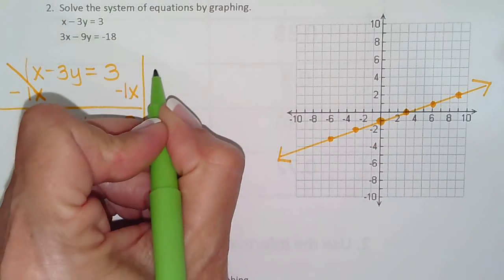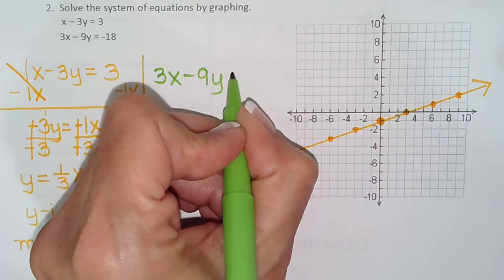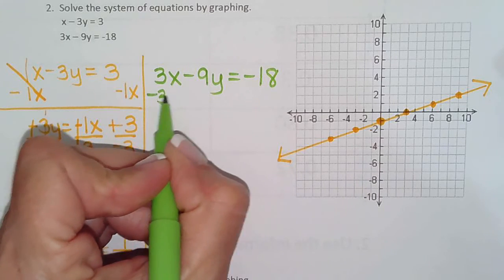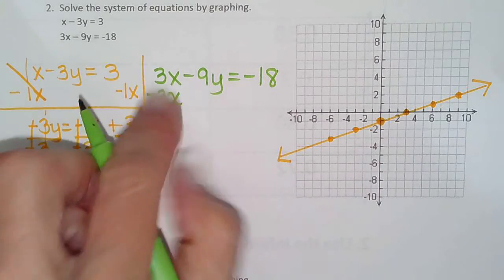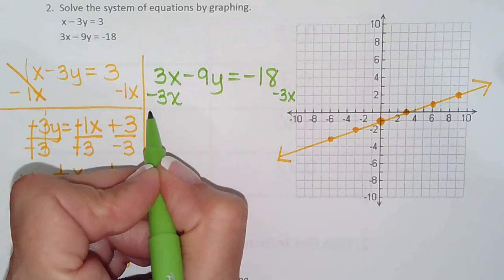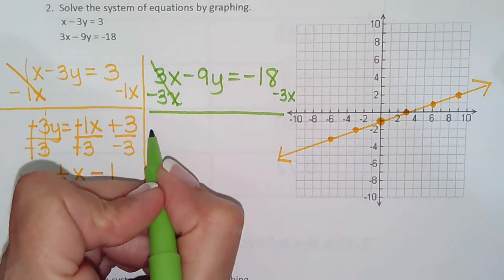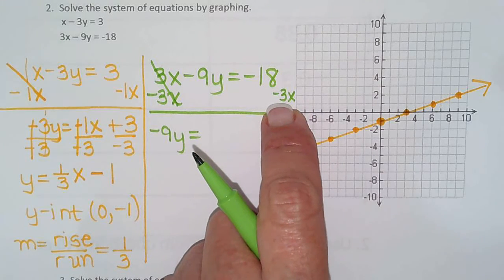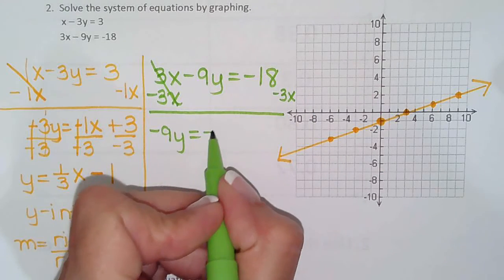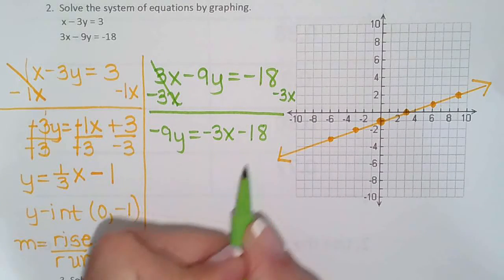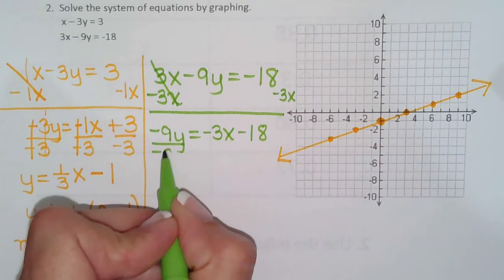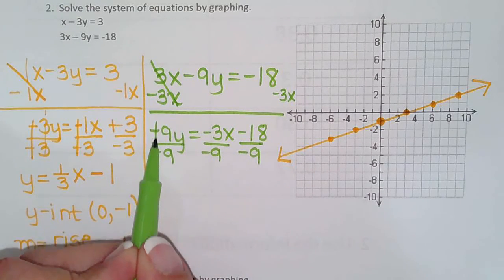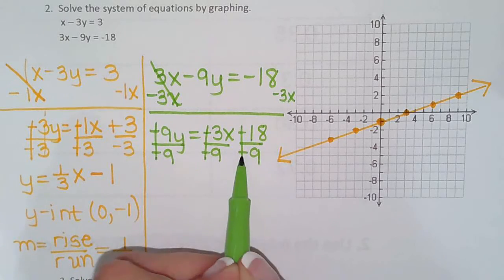Okay, second line, 3x minus 9y equals negative 18. I want to get y alone, so I need to do the opposite of add 3x, which is subtract 3x from both sides. And that's gone, so then I get negative 9y equals, putting it in the correct order, negative 3x and negative 18. Then we need to divide everything by negative 9. There's all kinds of negatives everywhere, so be careful. Double negative, double negative, double negative.